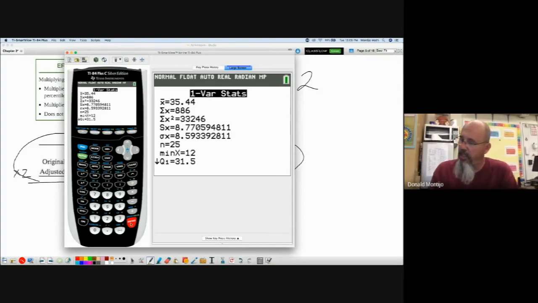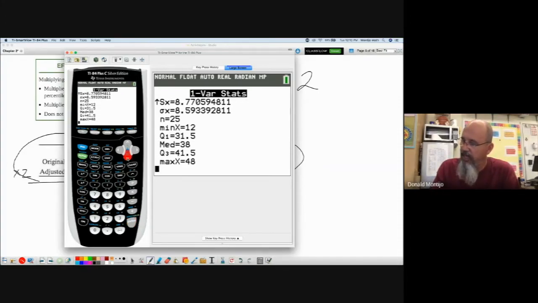So you notice that we have the mean listed at the top, 35.44. Yeah, that's what we keep seeing on the table. The standard deviation, S of X, is 8.77. And the number of students who took the test, 25. And then if we just scroll down here, we can see the rest of the data. It gives us the 5-number summary with min, Q1, median, Q3, max. Very beneficial in making box plots.